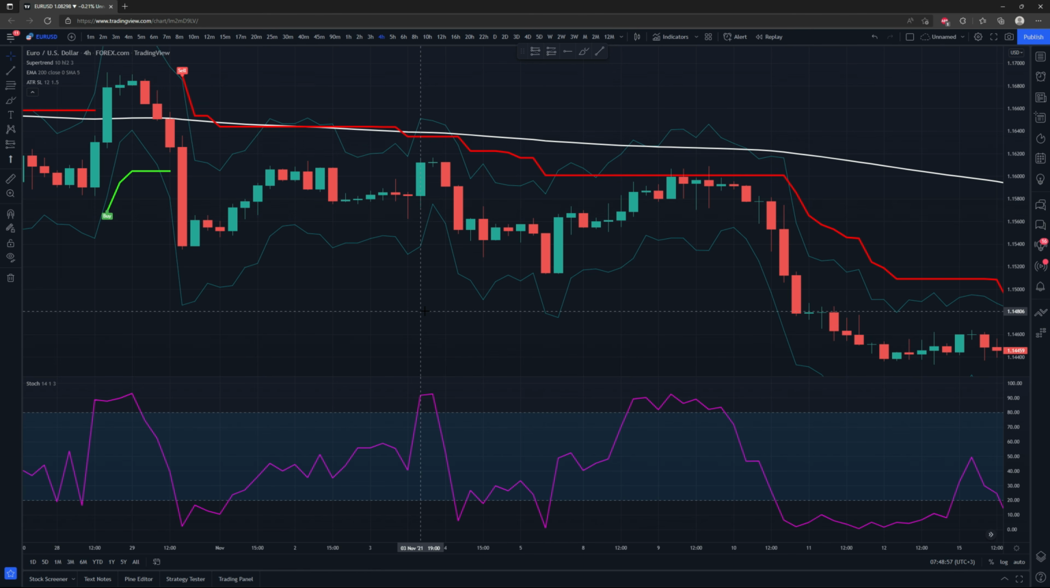Now the rules for entering a short trade are as follows. First, price must be under the 200 period exponential moving average. Second, you must have a red super trend. And third, the criteria for entry is simply the stochastic K closes over the 80 line, so in the overbought territory, meaning we have a short entry on this candle close right here with price under the 200 EMA. We have a red super trend, and we have the stochastic K closed in the overbought territory.